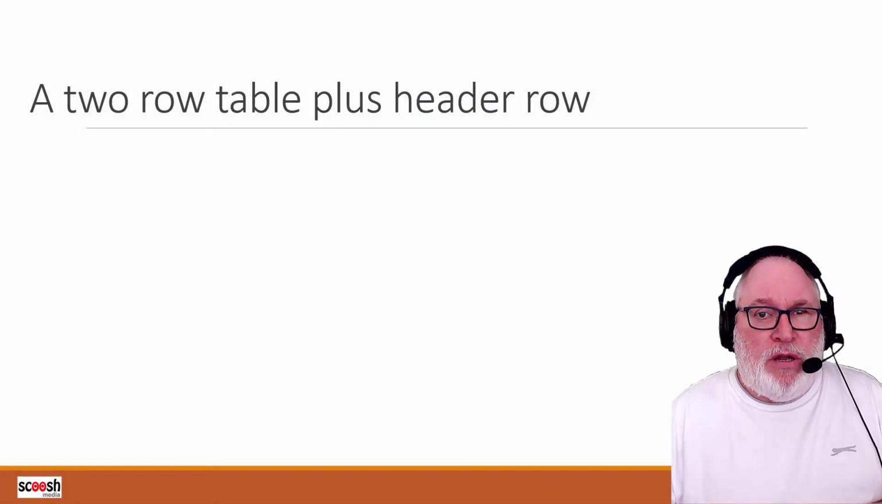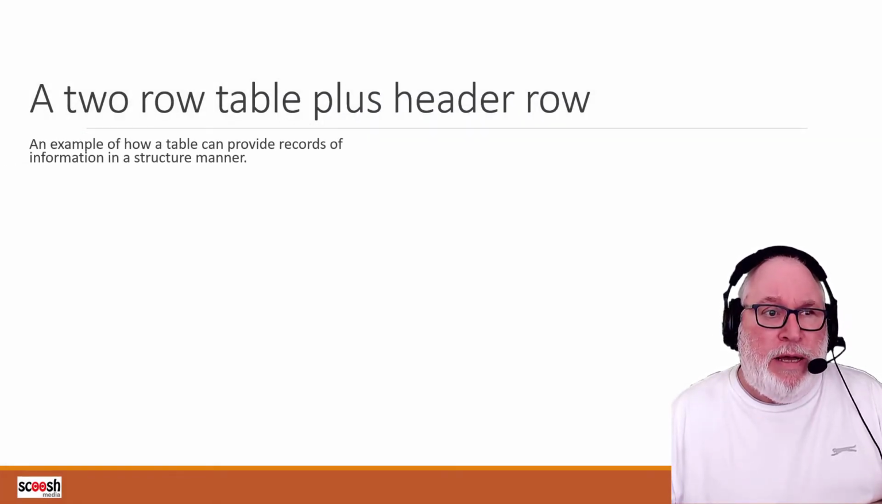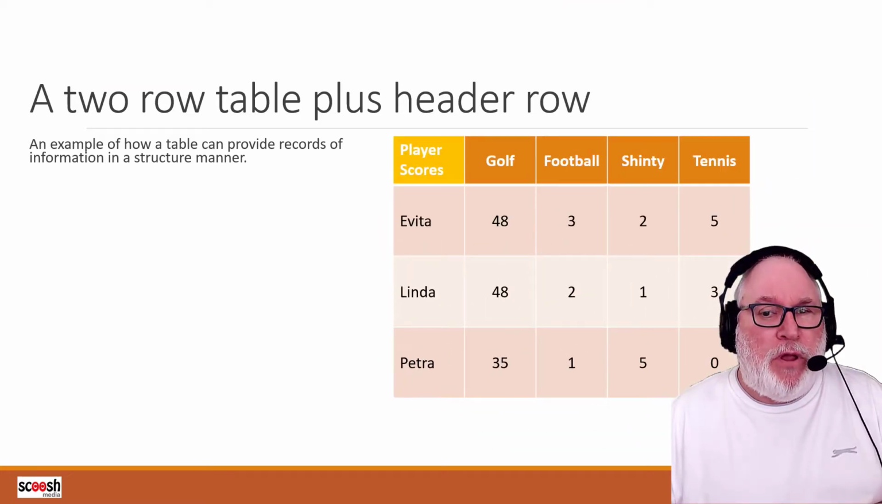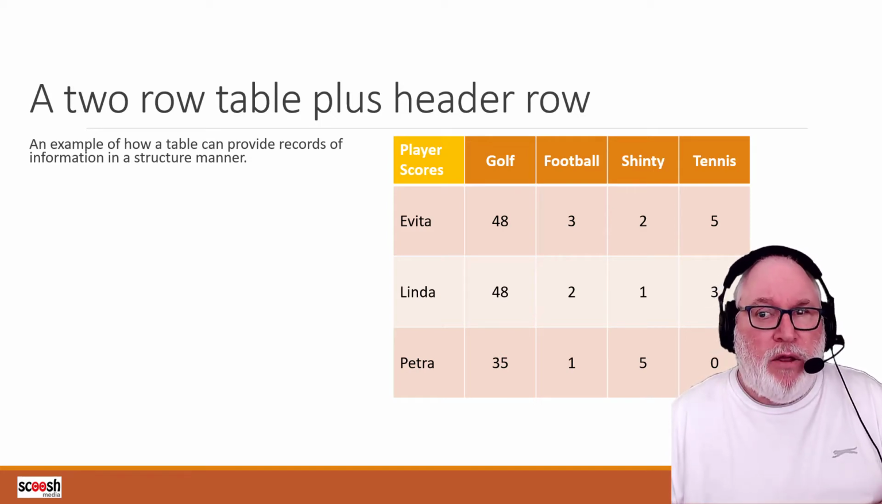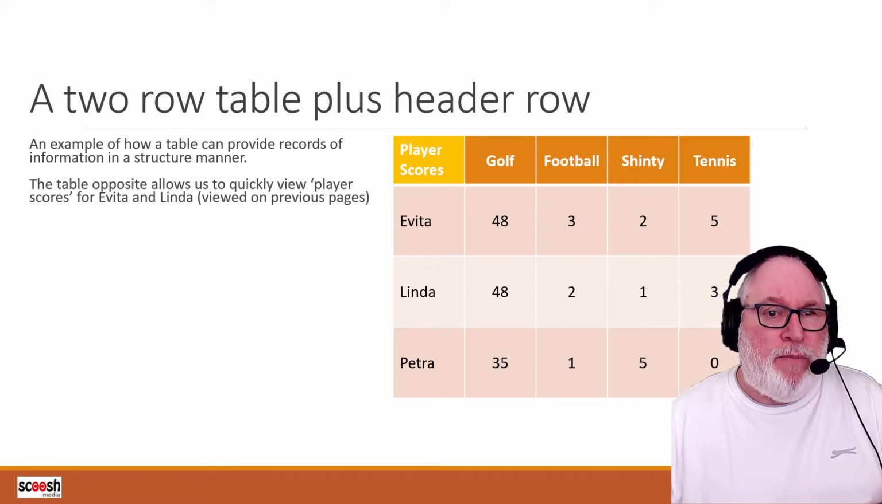If we have a wee look at just a wee two-row table plus a header row, and it's expanded slightly. So although I say a two-row table, it's not quite now. So just to let you see it, we've now got an edited one. That's the good thing about tables as well, is that we can add in additional records, and the records tend to be the rows. So we've got a header row at the top that lets us know the player scores for golf, football, shinty, and tennis. And we've got the records themselves with the rows. So the results for Evita, Linda, and Petra. So we can quickly see, as we saw before, we had Evita and Linda. We've now got an extra one for Petra as well.